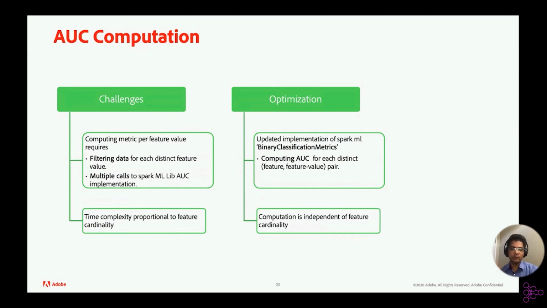Think of the scenario where you have multiple slicing features. One could be country, one could be marketing area, one could be product area, and one could be the channel mapping, and so on. And for each feature, there could be a number of feature enums. So you could imagine the cardinality of all these features, and how many filterings we have to do, how many RDDs we need to create, and how many calls we need to make to the existing implementation of binary classification metric.